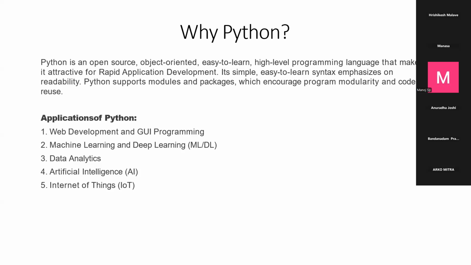So as I told you, what are the applications of Python? We can write the code for developing web applications, right? We can also write the code for deep learning and machine learning. This is a very good language for deep learning, machine learning, data analytics, artificial intelligence, Internet of Things. So it's a very vast and extensive language that can be used for multiple things. That's why it's a multi-purpose language.